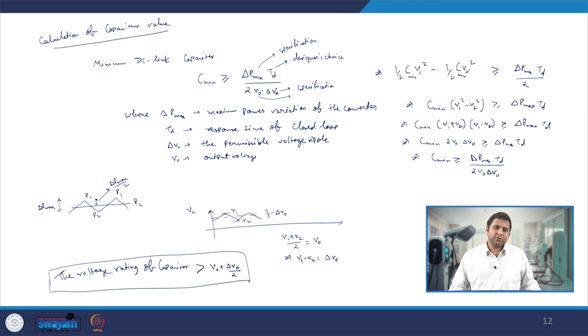Now in the next lecture we will see the closed loop operation of this converter. Thank you.